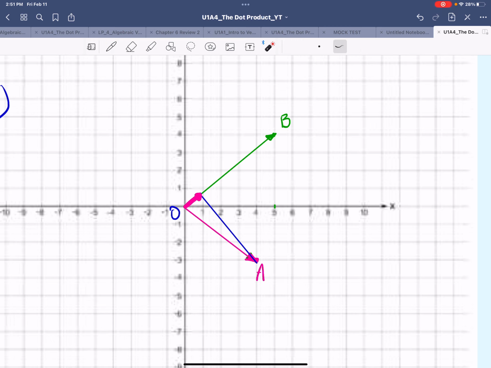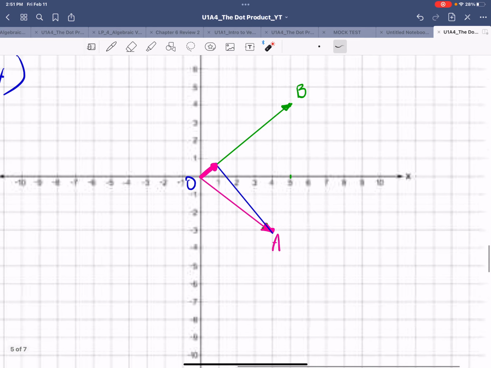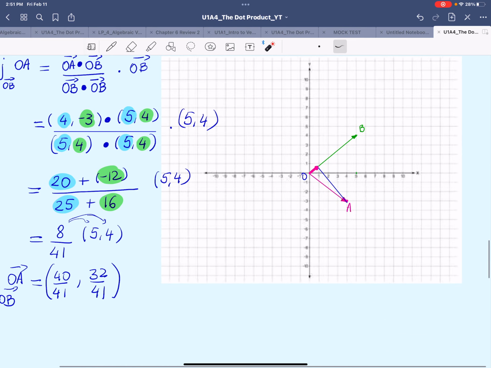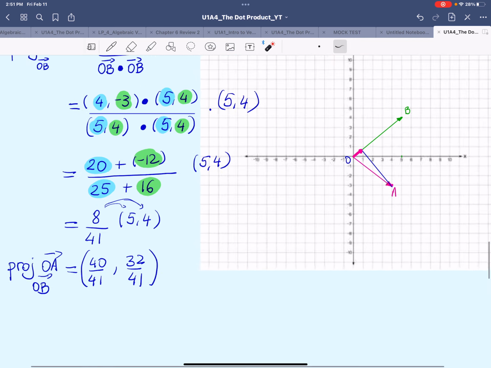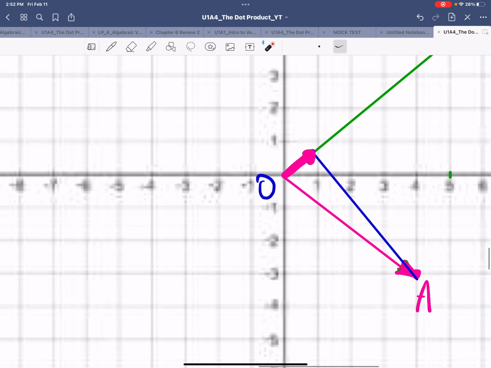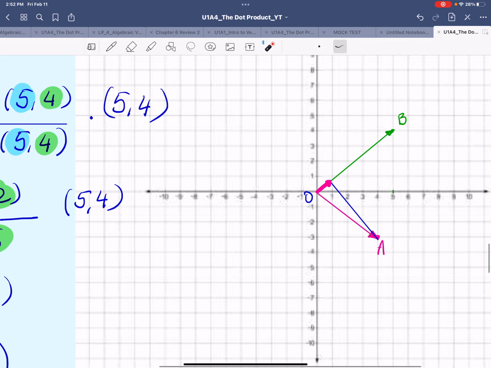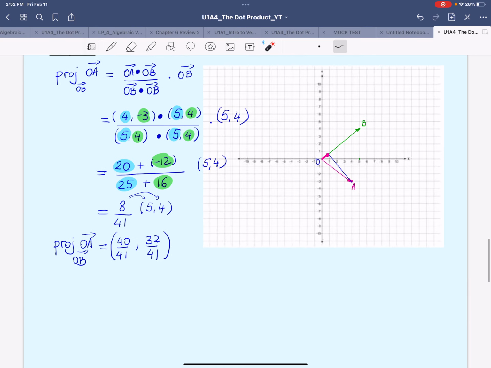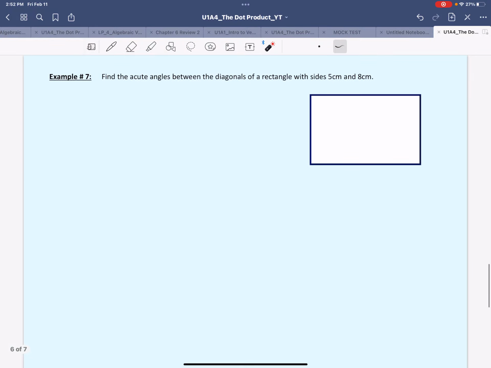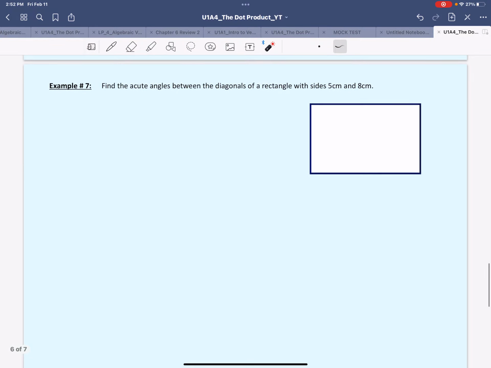As you can see here, the coordinates are kind of clear: less than 1 and less than 1 for both x and y. And you can tell that 40 over 41, the x coordinate, seems to be a little bit bigger, and 32 over 41, the y coordinate, is a little bit further from 1 here. And that's how it works. It's like magic almost. Next, we're going to take a look at example number 7.